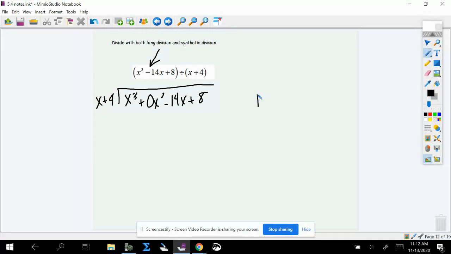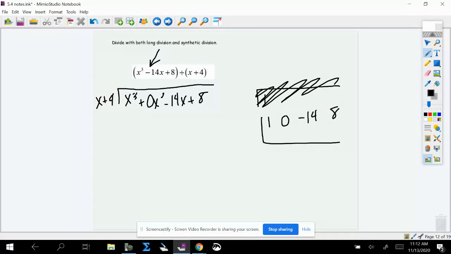We're also going to set up the synthetic box. I have my synthetic box upside down. 1, we have a 0x squared, negative 14, and 8. And outside, you're going to put a negative 4 because it's what makes this equal to 0.